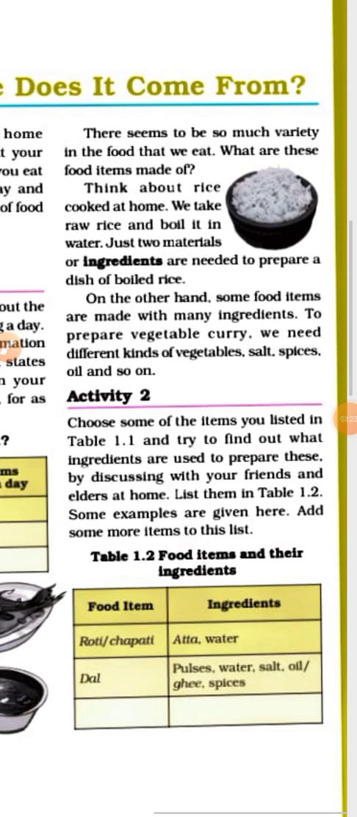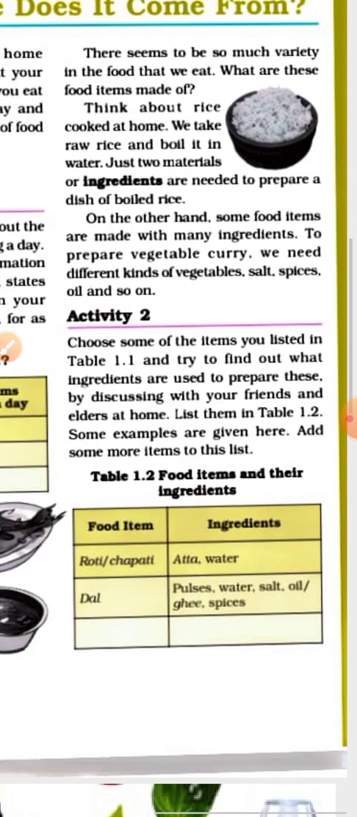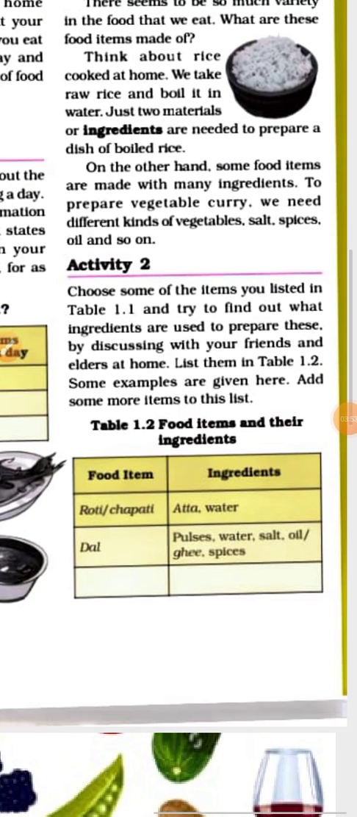Choose some of the items you listed in table 1.1 and try to find out what ingredients are used to prepare these. By discussing with your friends and elders at home, list them in table 1.2. Some examples are given here. Add some more items to this list. So students, what you have to do, you have to take food items from table 1.1 and you have to make table 1.2.